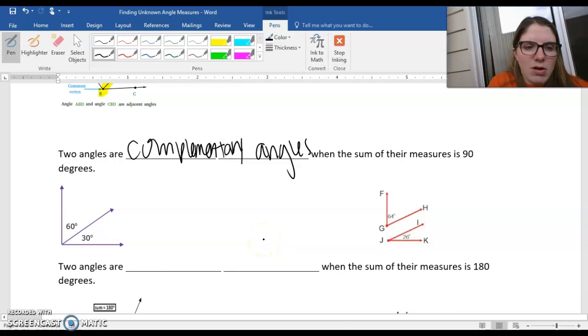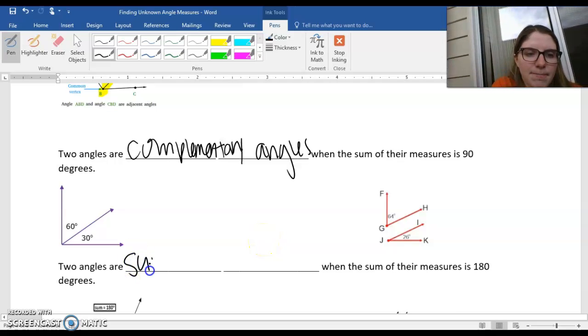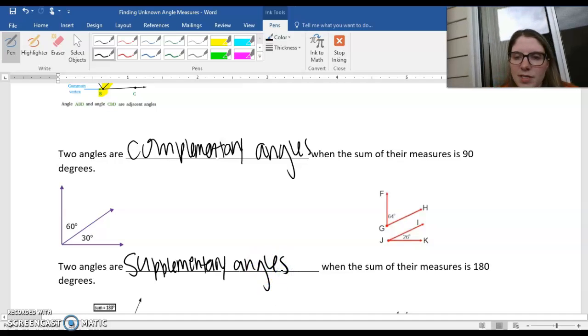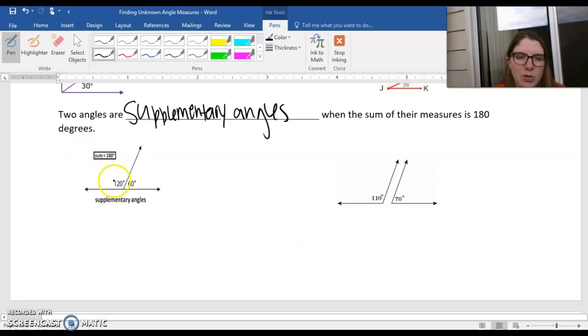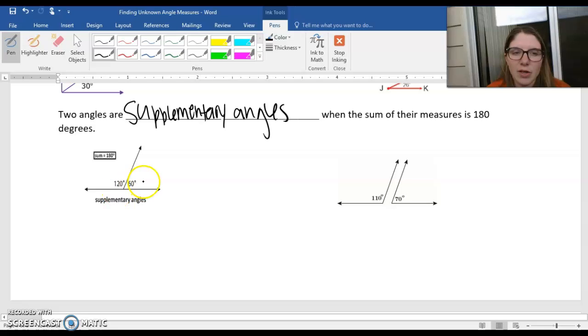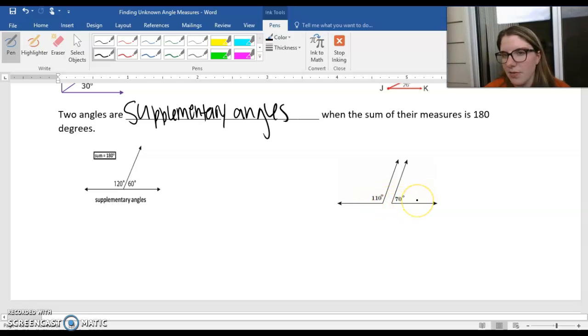Two angles are supplementary angles when the sum of their angles is 180 degrees. So you notice these two would be adjacent because they share a vertex and a common side, and they're also supplementary because 120 plus 60 is 180. These ones would not be adjacent, but they are supplementary angles because 110 plus 70 is 180.